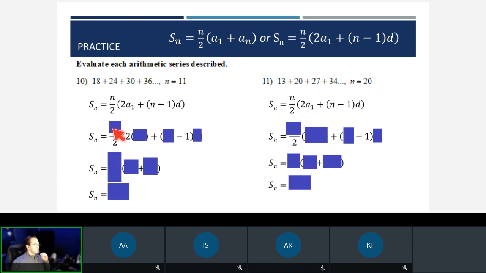So what goes right here underneath this first blue box? 11. What goes underneath the next blue box? 18, because it's our first term. What goes under the next one? 11 again. And the last blue box on this line, common difference, 6. We calculated that to be 6. Okay, everyone do the maths and tell me what the summation is.